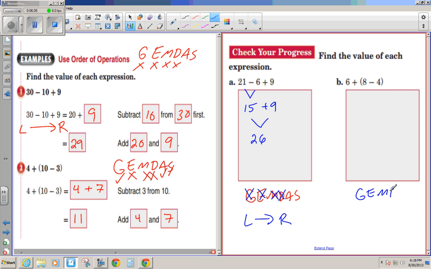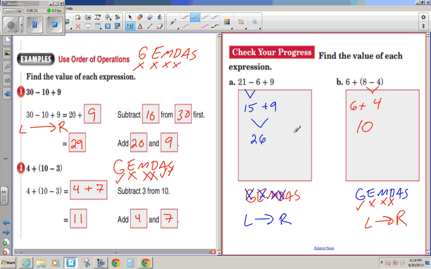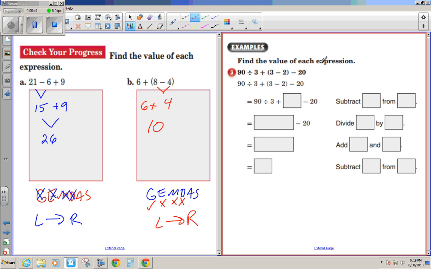All right, here's GEMDOS. Are there any grouping symbols? Yes. We have to do 8 minus 4 first. There are no exponents, no multiplying, no dividing, and now adding from left to right. 6 plus 4 is 10. So if I were you, I would look over this again. If you're still confused about adding and subtracting, order of operations, go back and look at it. For us, find the value of each expression.